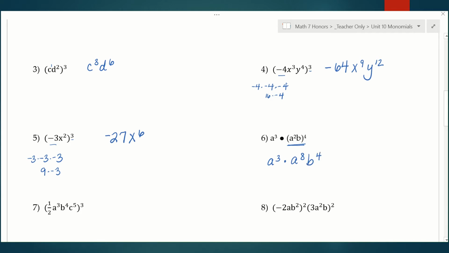Now I can go ahead and multiply these two monomials together. So really what I'm going to do here is a to the third times a to the eighth, which remember when we're multiplying, we add our exponents. So this would give me a to the 11th. And there is no b to multiply by that b to the fourth, so I'm just going to leave it: a to the 11th times b to the fourth.